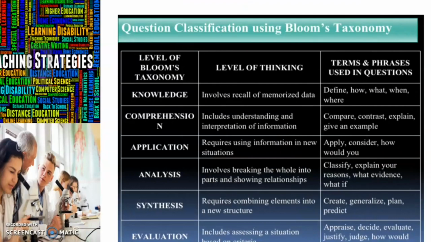The current slide shows the question classification using the Bloom's taxonomy. Each level is explained by the level of thinking and the terms and phrases that are used in questions to assess the level. For example, in knowledge, it involves the recall of memorized data, and the terms or phrases used in questioning are define, how, what, when, and where.